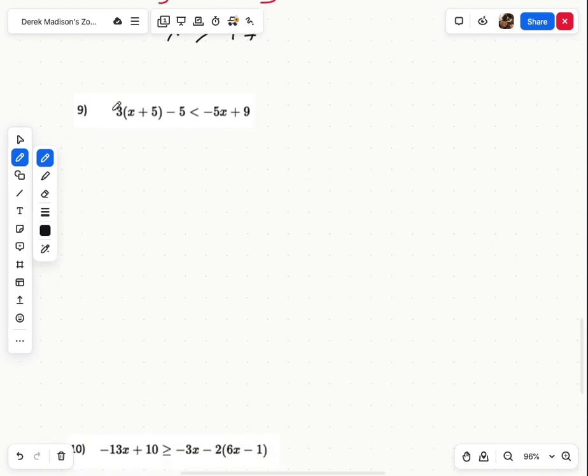Same basic ideas, so 3x plus 15 minus 5 less than -5x plus 9. So with inequalities and likewise with equations, we can solve the x's to either the left or the right. It doesn't matter. We'll get the same answer either way.